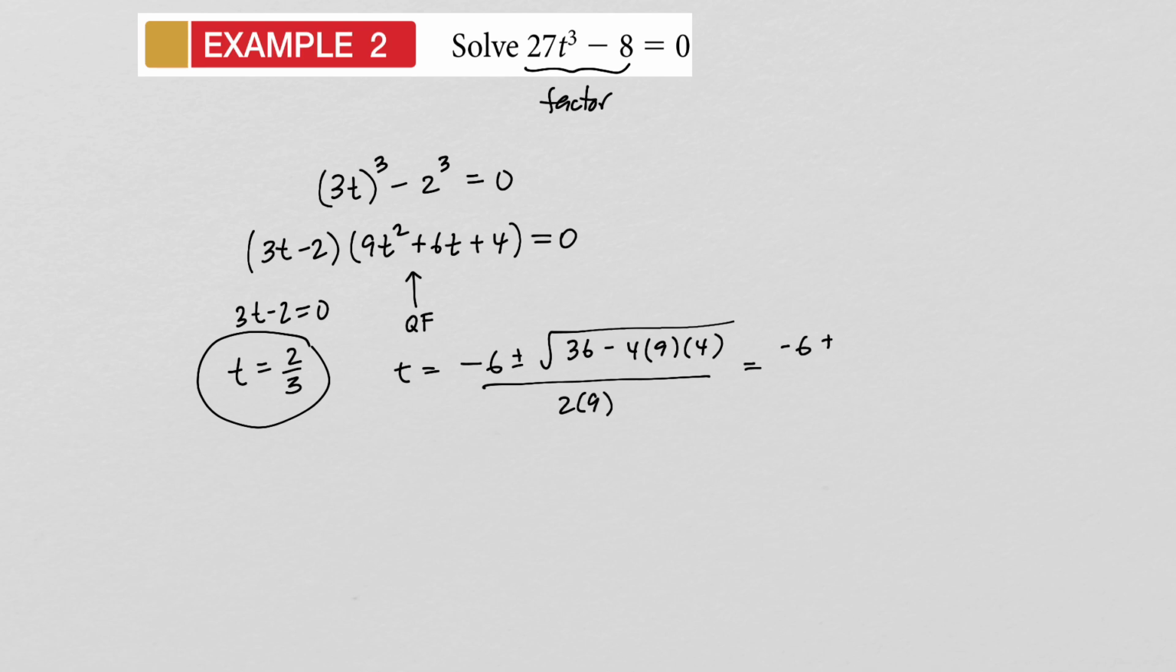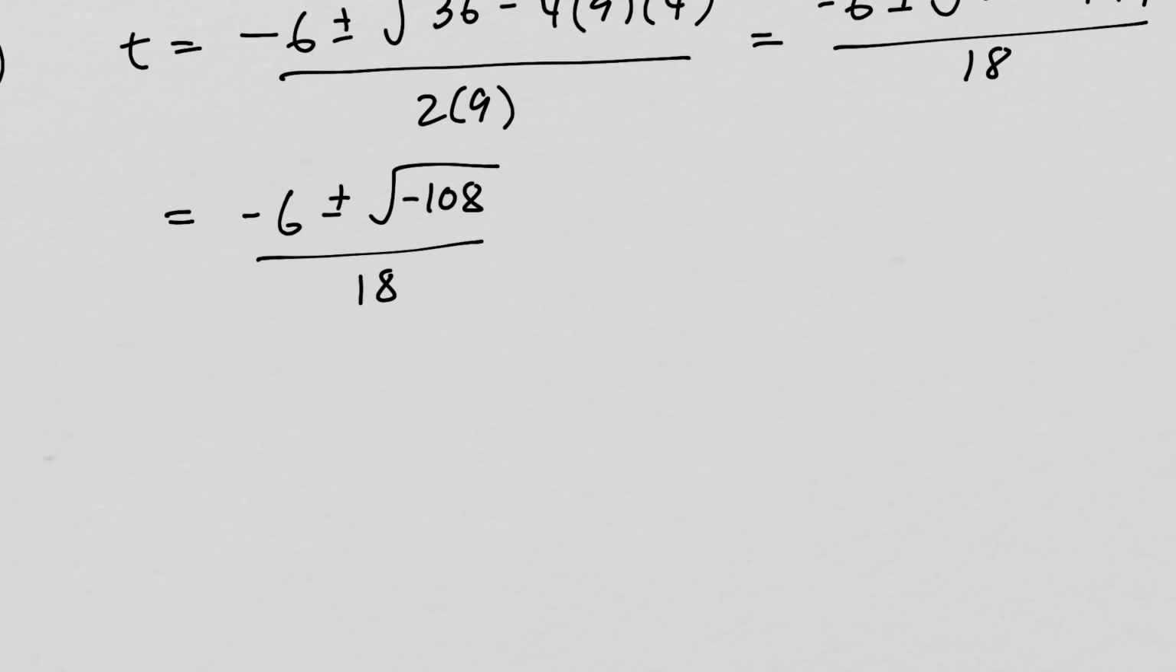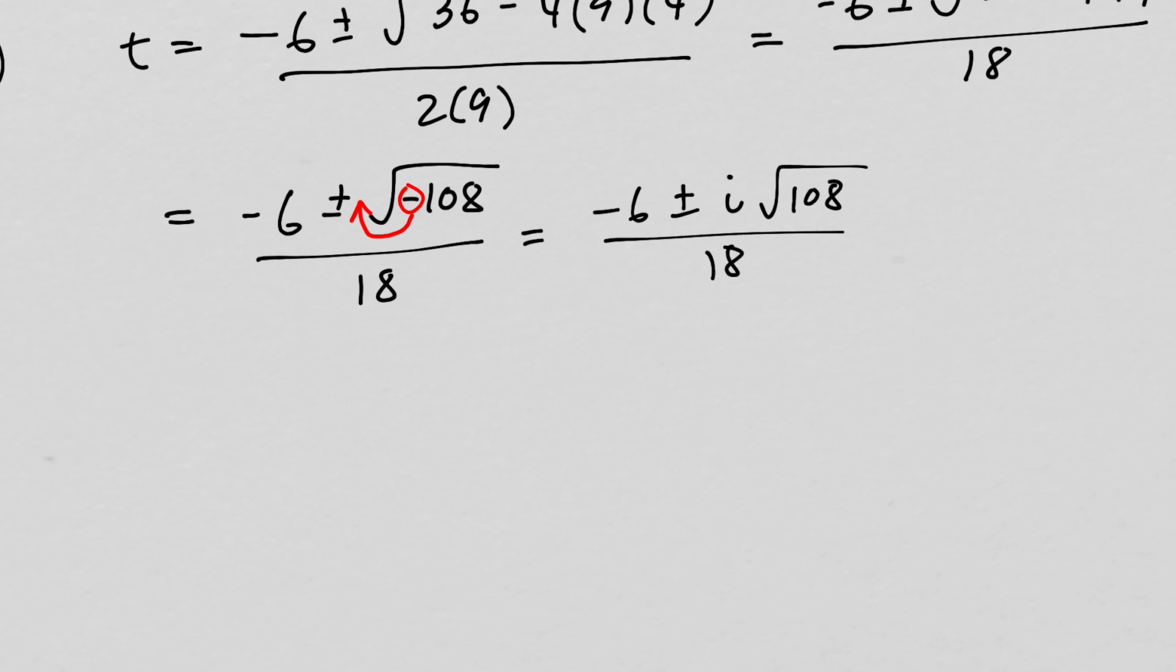And now we'll just simplify. Negative 6 plus or minus the square root of 36 minus 144 divided by 18. And 36 minus 144 is going to be the square root of negative 108. So notice we have the square root of a negative. So this negative needs to come out, and when it comes out, it's going to be an i. So negative 6 plus or minus i times the square root of 108 divided by 18.